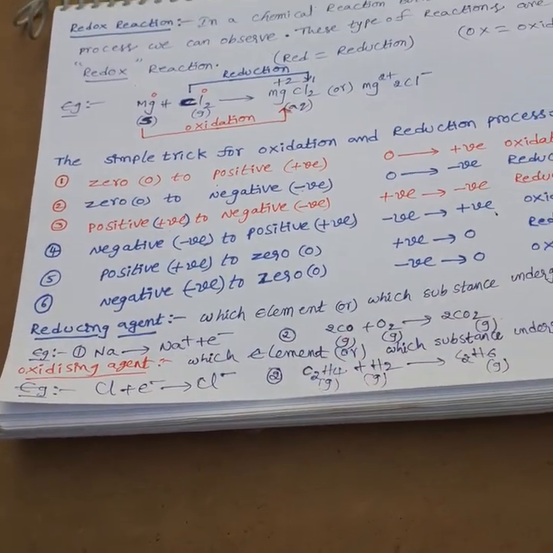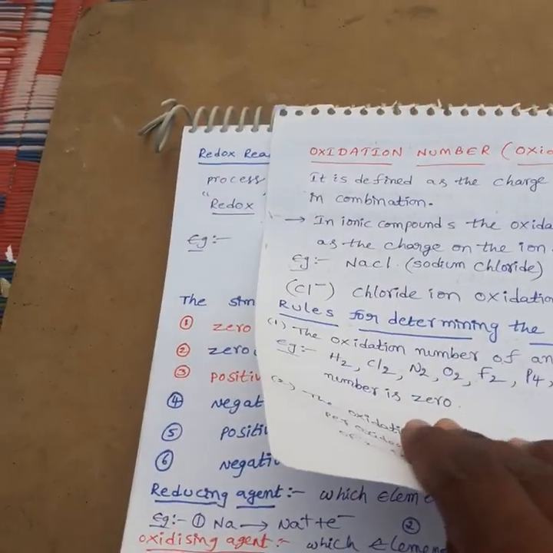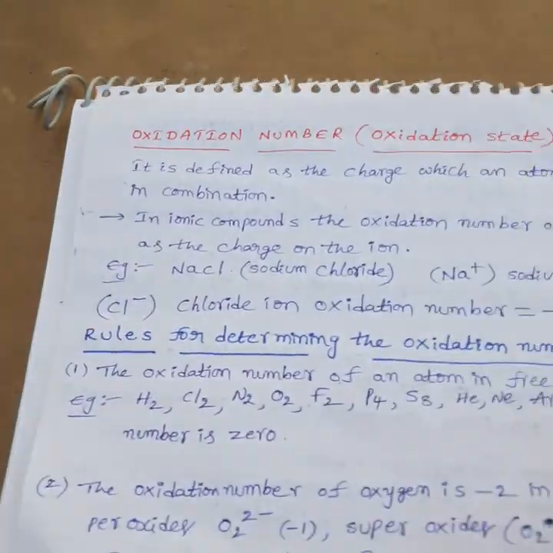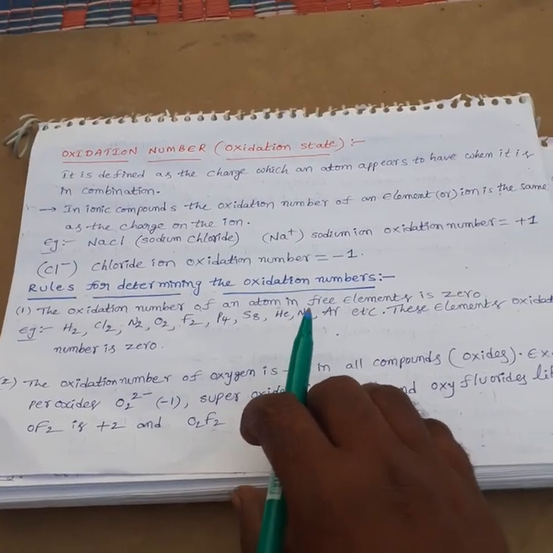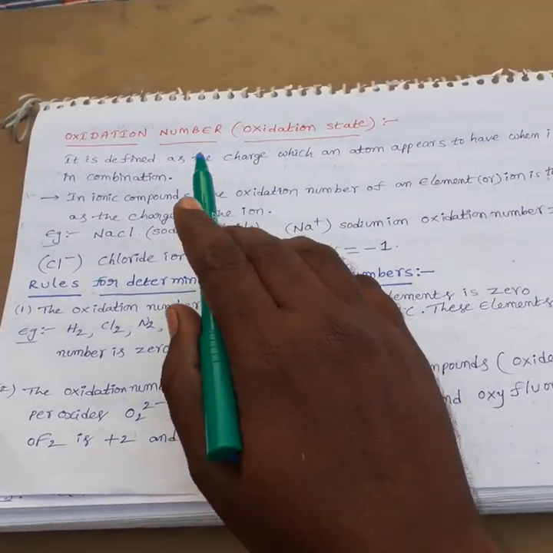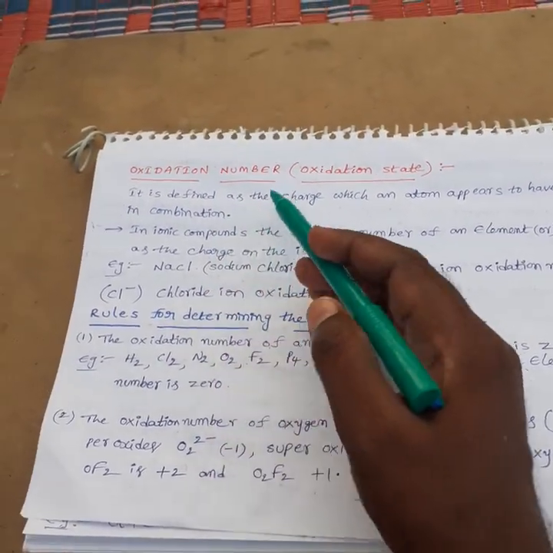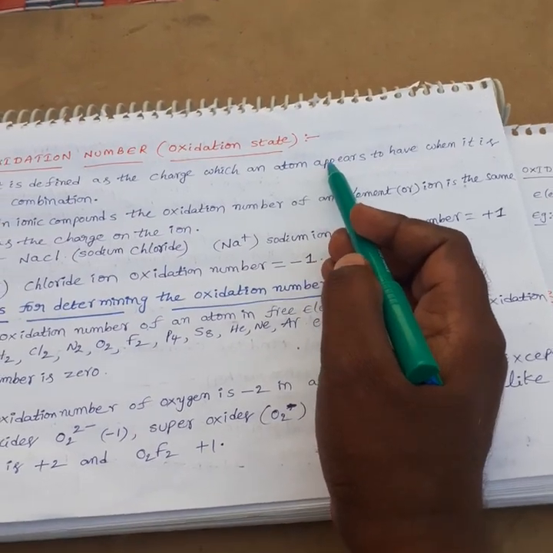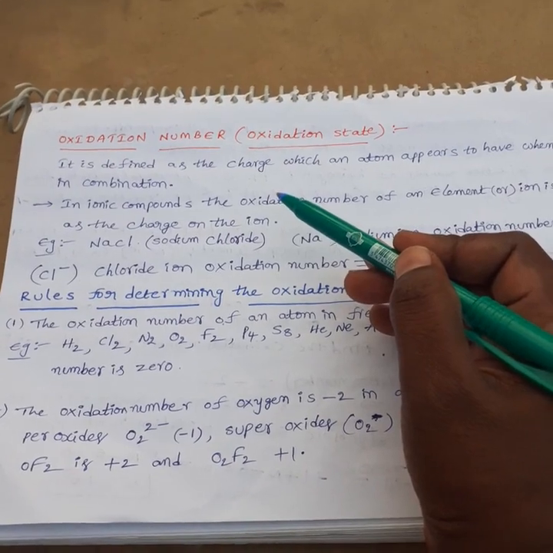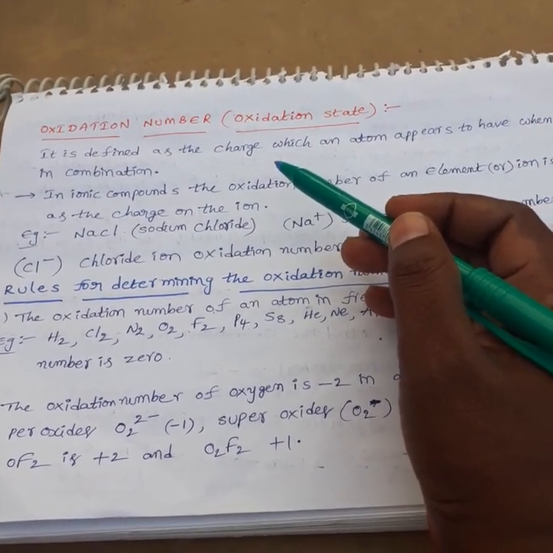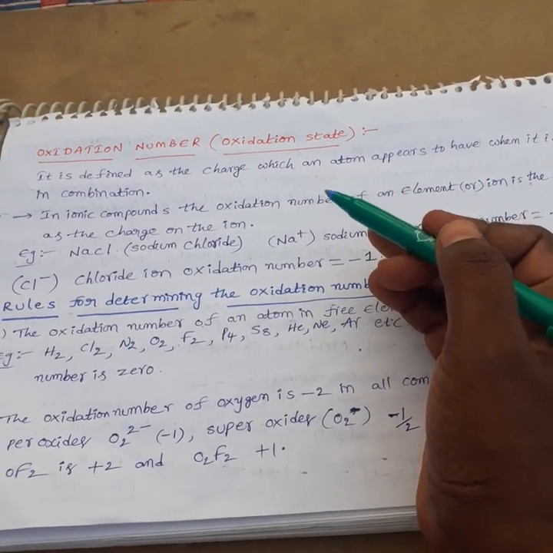After oxidizing and reducing agent, we can follow a very important one, that is the finding of oxidation state or oxidation number. In general, what is the definition of oxidation number or oxidation state? It is defined as the charge which an atom appears to have when it is in combination. What is the meaning of this?